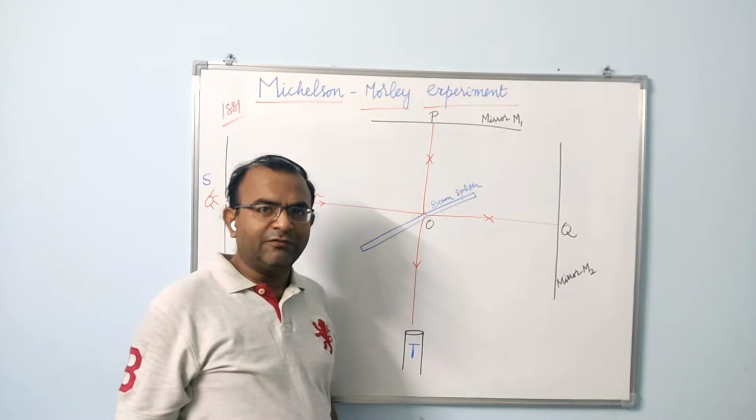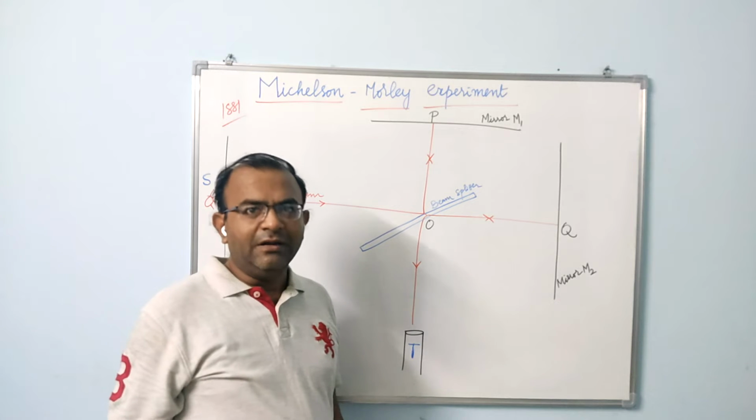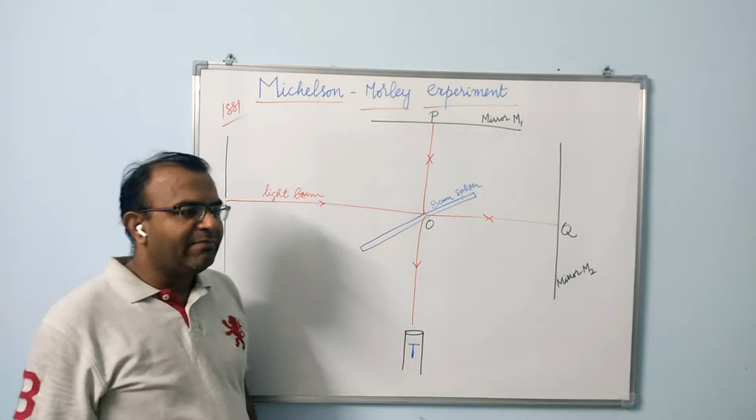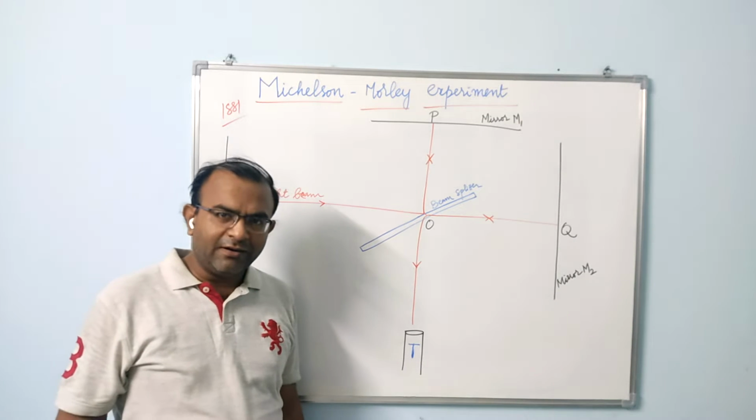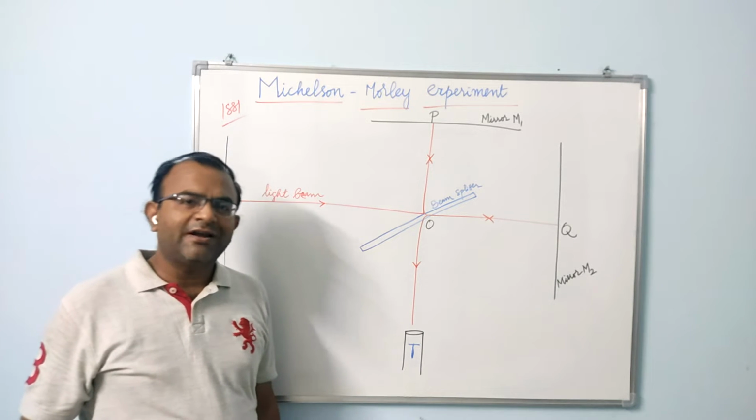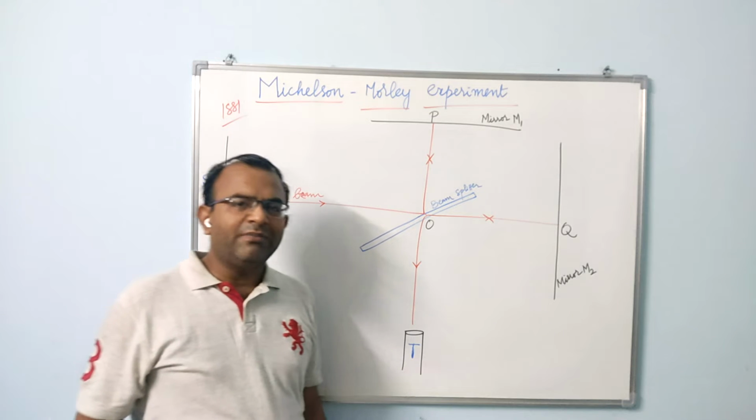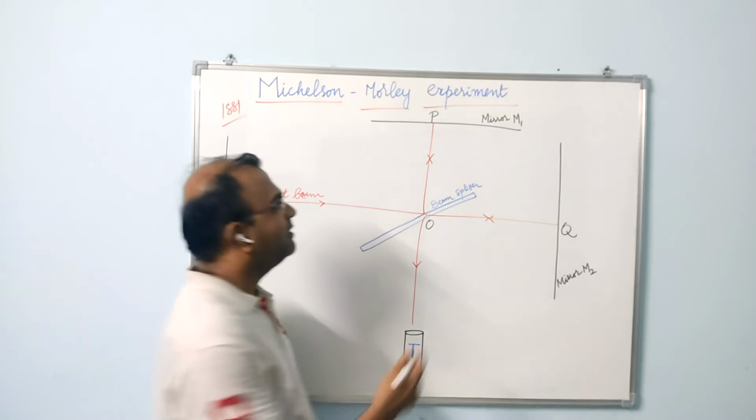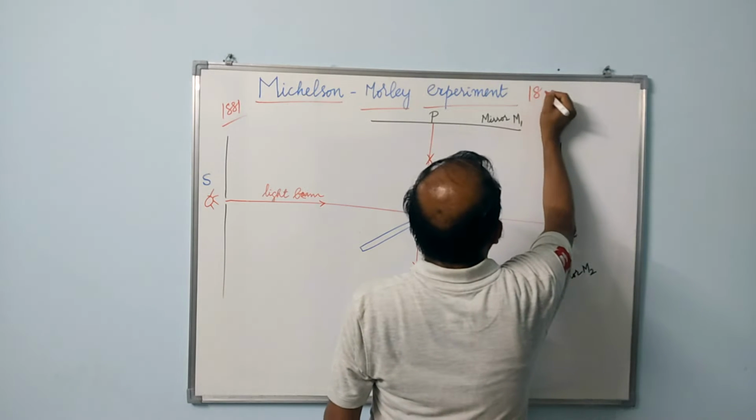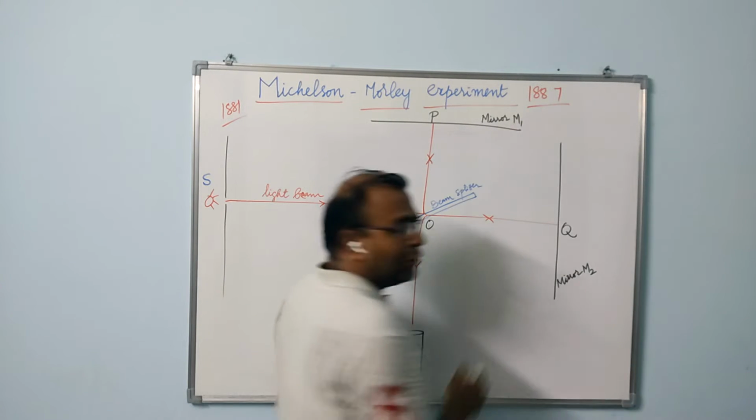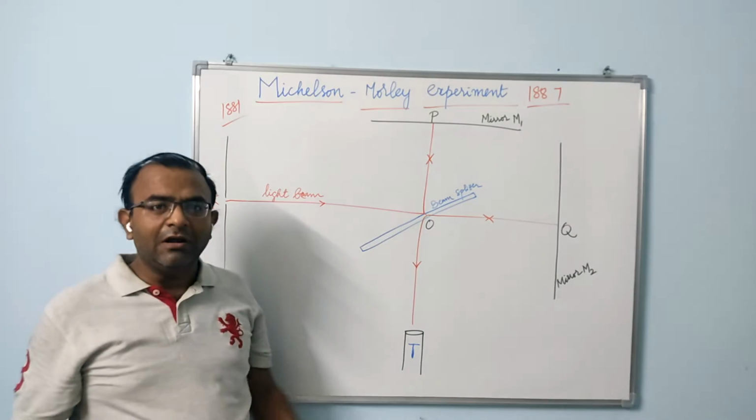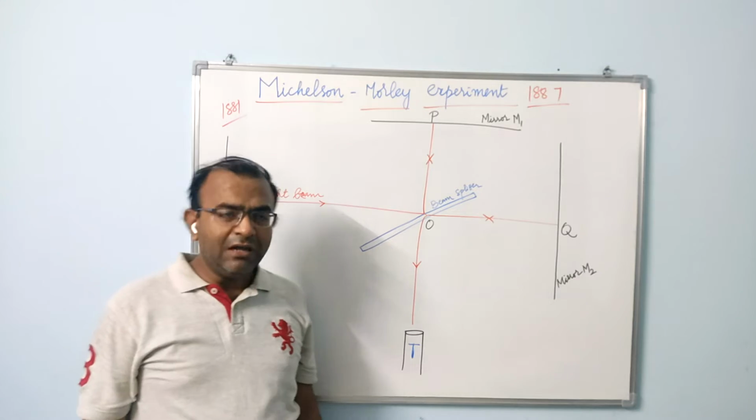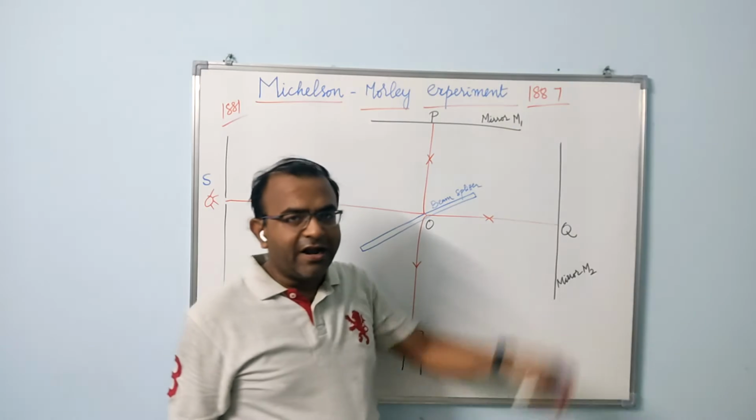This experiment was performed in Germany when he was a postdoctoral researcher there, and this experiment was considered to be not so accurate. So when he came back to the United States, he performed a much more sophisticated version of the same experiment in the year 1887, in which he collaborated with Albert Morley, and this is the now famous Michelson-Morley experiment of the year 1887.